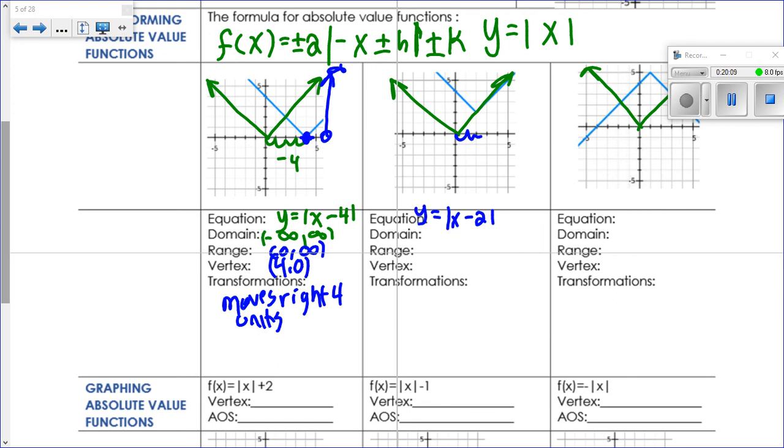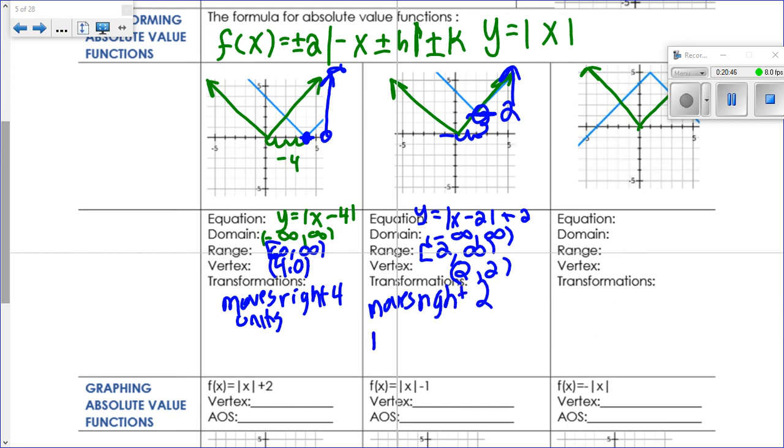And so y equals the absolute value of x minus 2. And then it looks like it moved up 2, so I add 2. Domain, always negative infinity to positive infinity here. This new function starts at 2, goes up to infinity. Make sure you use a hard bracket over here. My new vertex is at 2, 2. Transformations, moves right 2, moves up 2. Okay?